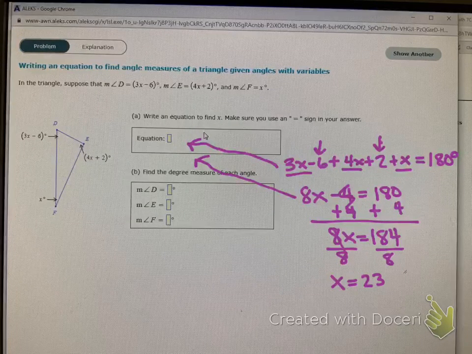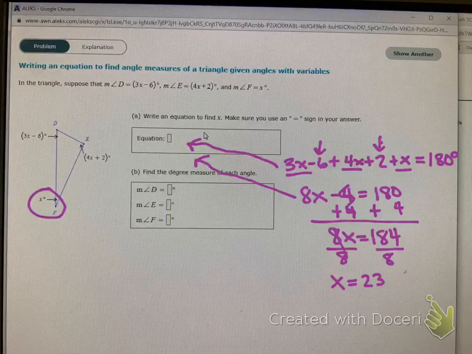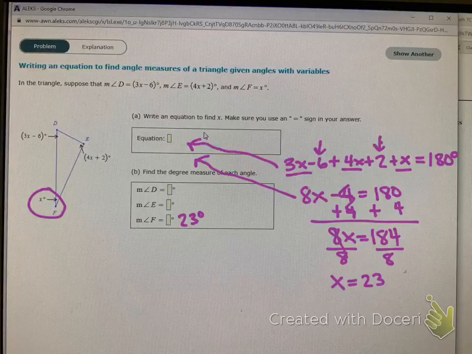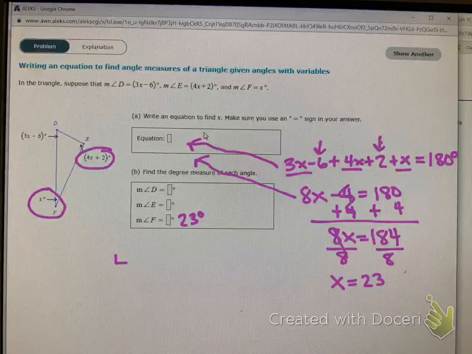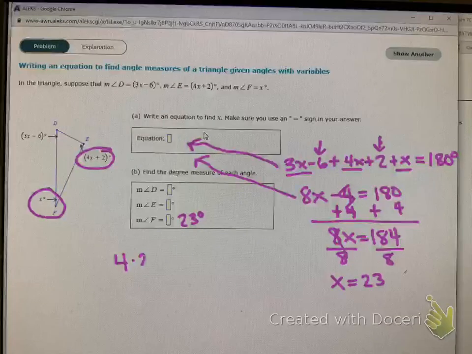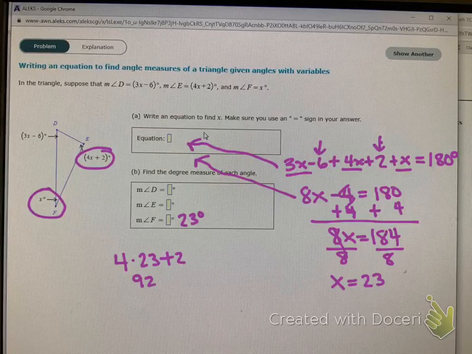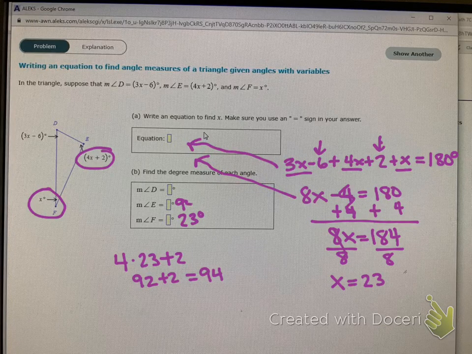So x is 23. Now if I take that, if I look down here, I notice the angle F is just x. So angle F would be 23 degrees. I also have these other two, so I'm going to plug the x in for my 4x plus 2. So I have 4 times my x, which was the 23, plus 2. Now 4 times 23 is 92, plus 2 equals 94. And so angle E is 94 degrees.